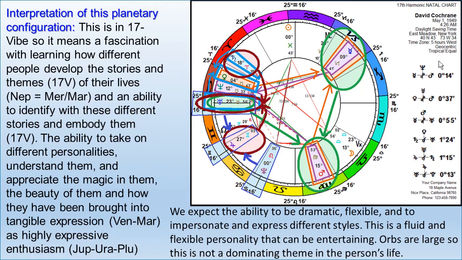Okay, welcome to the seventh video in a series of videos on terminology and notation in vibrational astrology. In this video, we have three things we're going to do. Number one, we're going to interpret this 17 vibration planetary configuration in my chart.